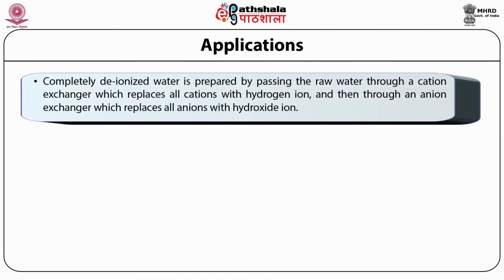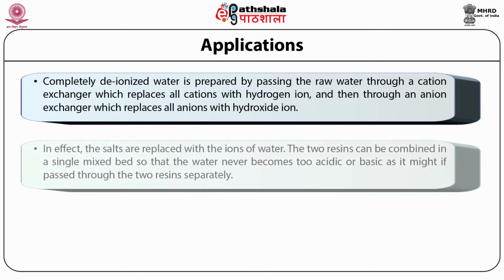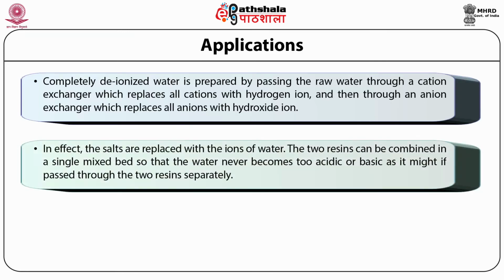Completely deionized water is prepared by passing the raw water through a cation exchanger which replaces all cations with hydrogen ion, and then through an anion exchanger which replaces all anions with hydroxide ion. In effect, the salts are replaced with ions of water. The two resins can be combined in a single mixed bed so that the water never becomes too acidic or basic as it might if passed through the two resins separately.